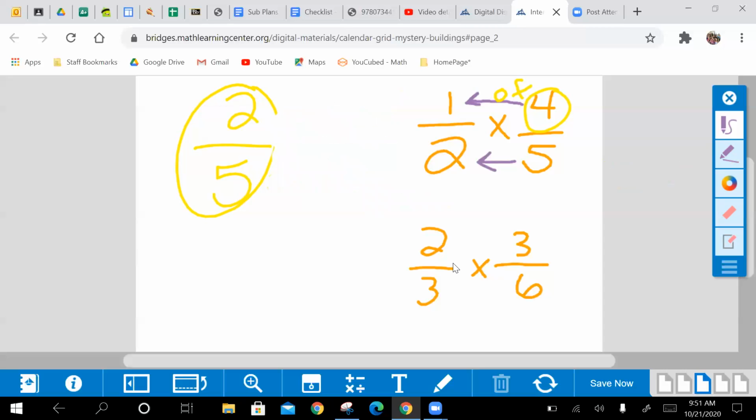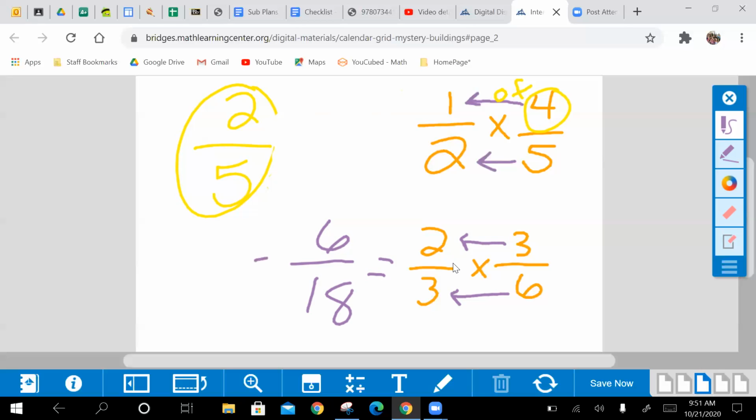This bottom problem is another one where we are going to have to simplify. We have 3 times 2, that gives us 6, and 6 times 3, which is 18. Some of you are going to look at that and already know what you can divide both the numerator and denominator by in order to simplify. If you don't, that's okay. You can list out the factors again.